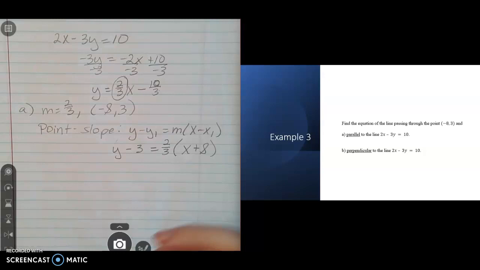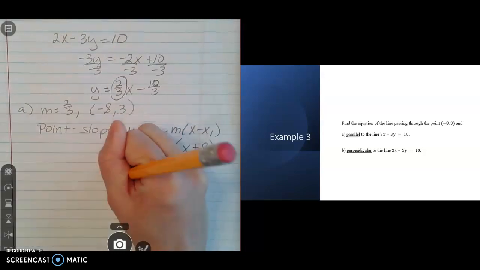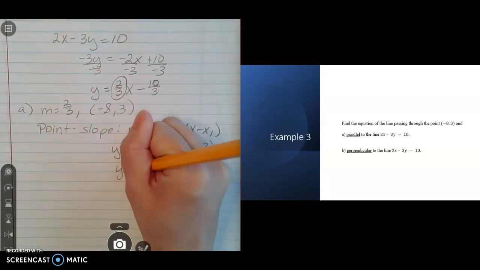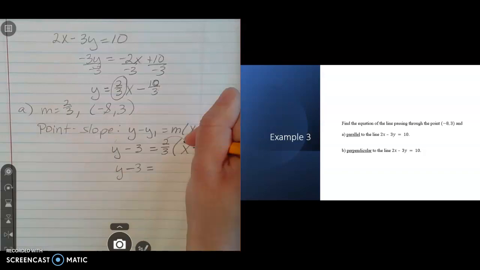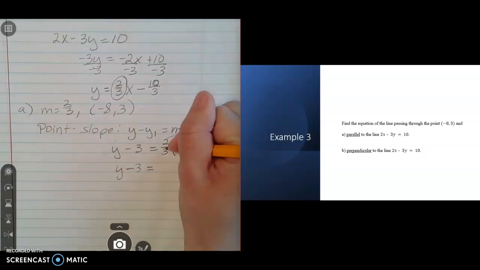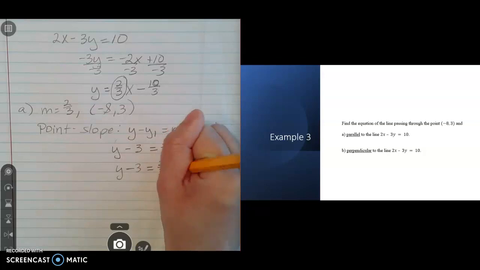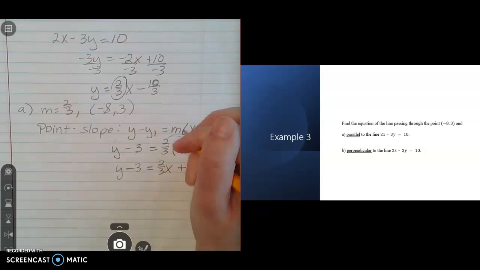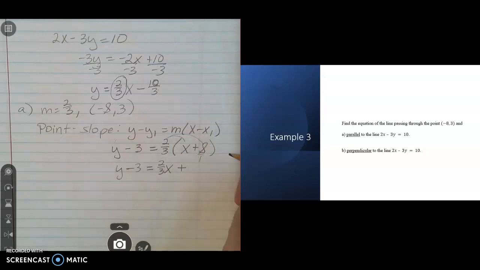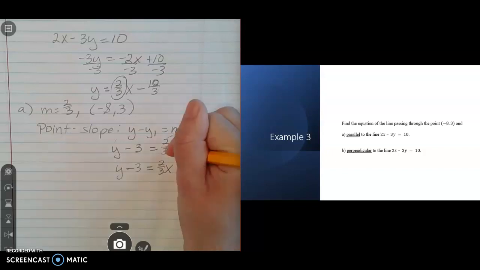So that's a pretty common format. So what I'm going to do to get it into slope-intercept form is I will distribute the 2/3. So I'll do 2/3 times x, which is 2/3 x. Plus, if I do 2/3 times 8, that's 2/3 times 8/1, if you want to think of it as a fraction. So 2 times 8 would be 16, and 3 times 1 would be 3.